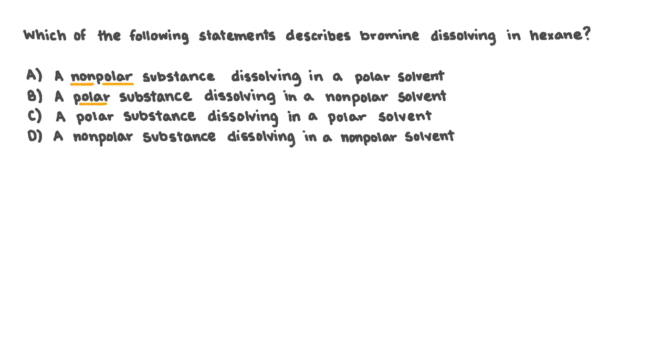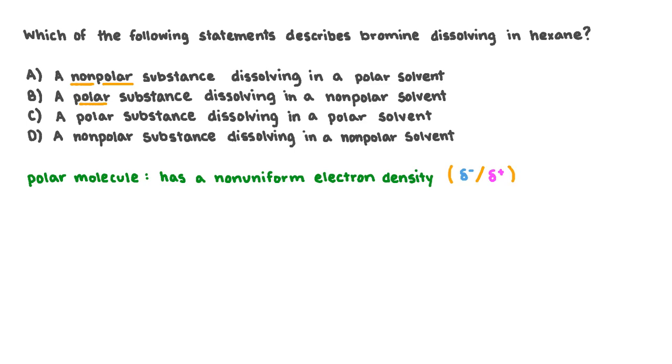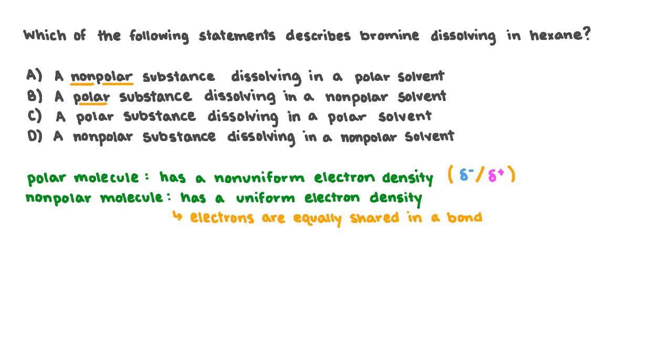First, let's define the terms polar and nonpolar. A polar molecule will have a non-uniform electron density. This means that some portions of the molecule will have a partial negative charge, and some portions of the molecule will have a partial positive charge. Nonpolar molecules will have a uniform electron density. This is the case when the electrons are equally shared in all of the bonds in the molecule, or when the polar bonds in the molecule are symmetrically distributed.